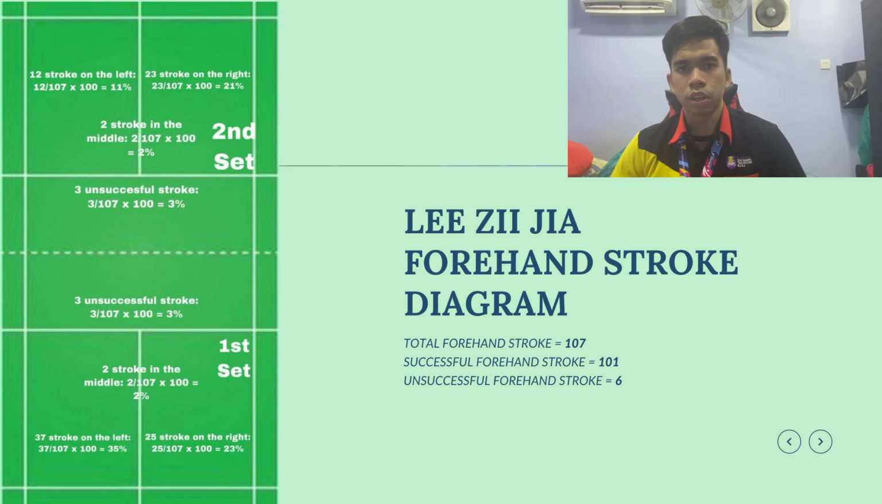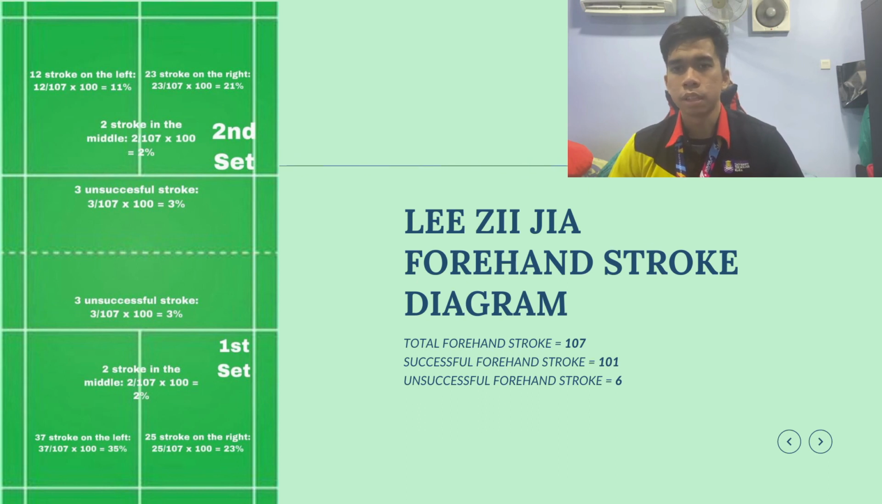We'll discuss first the first set of the outcome of the results. On the right side of the court, as you can see, there are 25 successful strokes with a percentage of 23%. On the left side of the court, there are 37 successful strokes, which brings us 35%. And in the middle, there are 2 successful strokes, which brings us to 2% of successful strokes. In the first set, there are 3 unsuccessful strokes, which equals 3%.